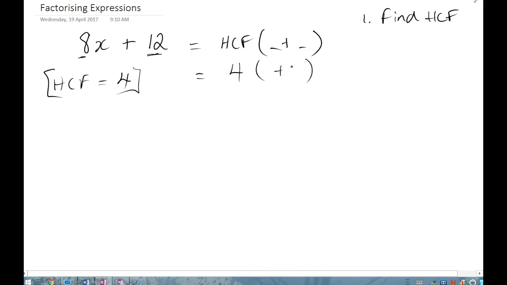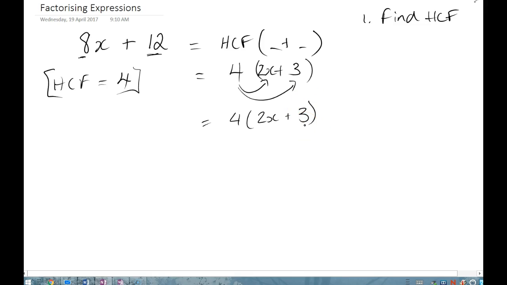And then remembering the distribution law where we multiply through, what do you multiply 4 by to get 8x? Well, what do you multiply 4 by to get 8? 2. And then the x has to stay there as well. What do you multiply 4 by to get 12? You multiply by 3. So our answer is 4 outside of 2x plus 3.